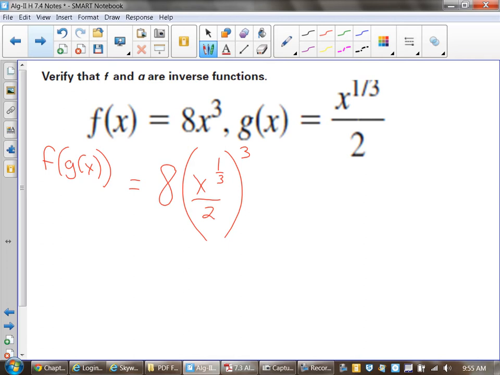So what do you have to do when you have power to power? Multiply. What's 1/3 times 3? 1. I mean 1/3 cubed, excuse me. And what's 2 cubed? 8. What's 8 over 8? 1. And there's your x.